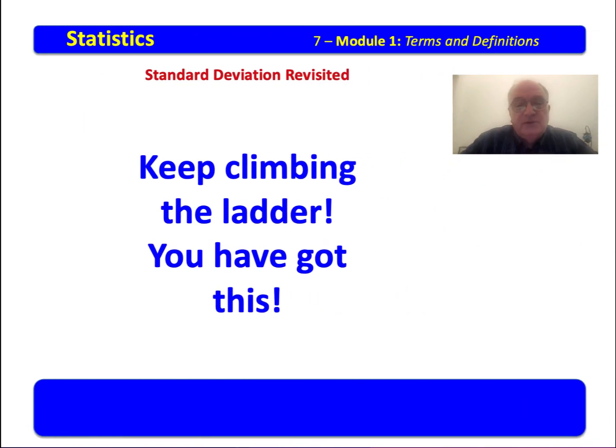Now, what I want you to do is keep climbing the ladder. You got this. This is going to be enjoyable. You're going to understand this. You're going to be able to use this. You're going to be able to walk with this. So enjoy the journey together.